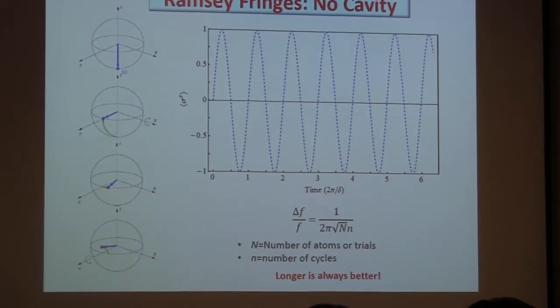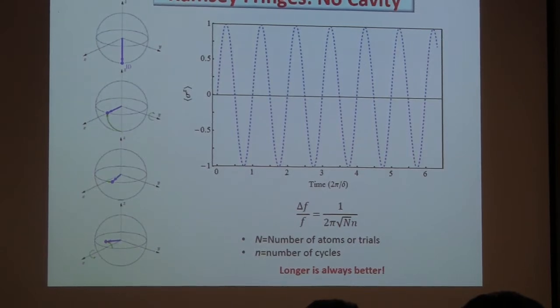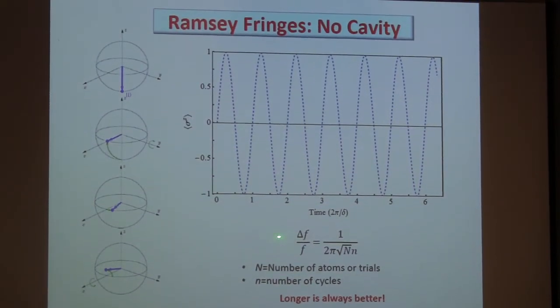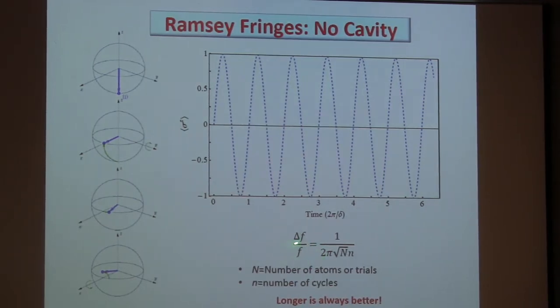So you can ask the question about what the limits in quantum metrology of this kind of problem are. As Christian showed you this morning, the relative frequency uncertainty as a proportion of the frequency has a very characteristic form in Ramsey spectroscopy. These are the things that go into it: 1 divided by 2 pi, the square root of the number of atoms or trials, N, and n, which is the number of cycles. Basically, you want to go as long as you can.